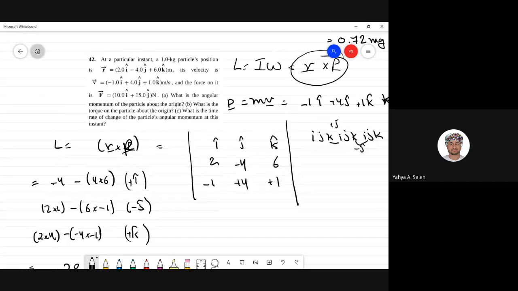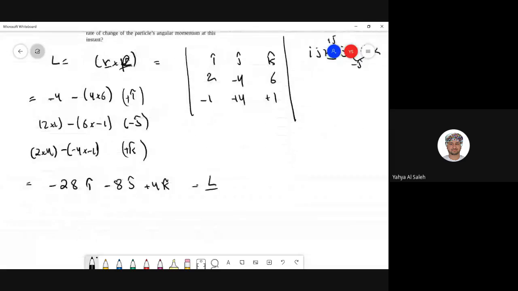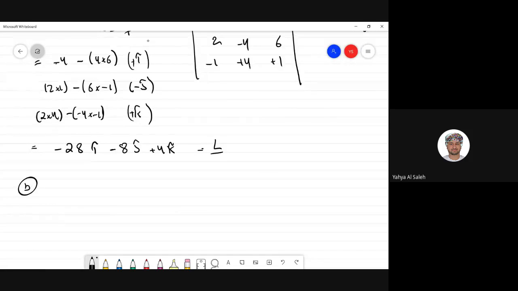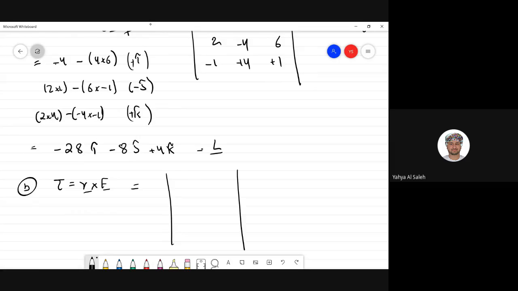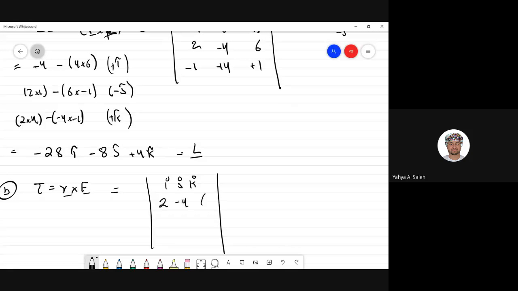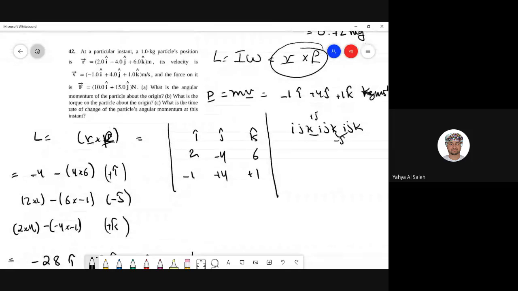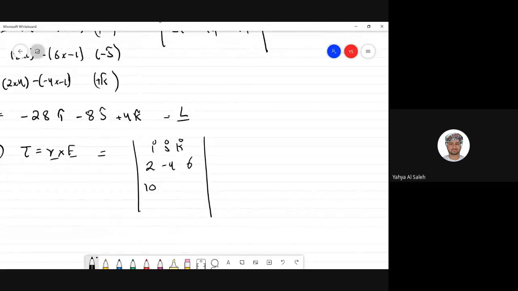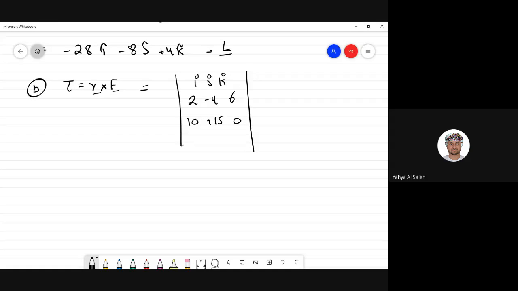Now, part B is, what is the torque on the particle about the origin? Well, torque equals r cross F. So again, i, j, k. We have r, we have F. r is 2, minus 4, 6. And F is 10, 15, 0. So I'll have i minus j plus k. For i, that will give me minus 6 times 15.